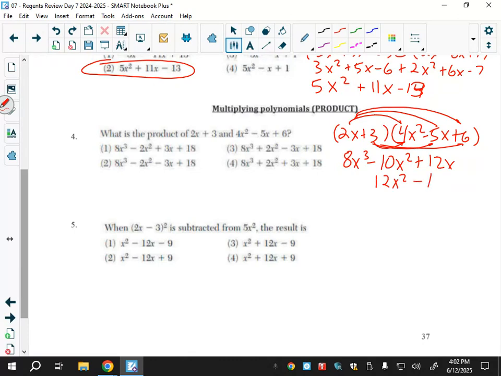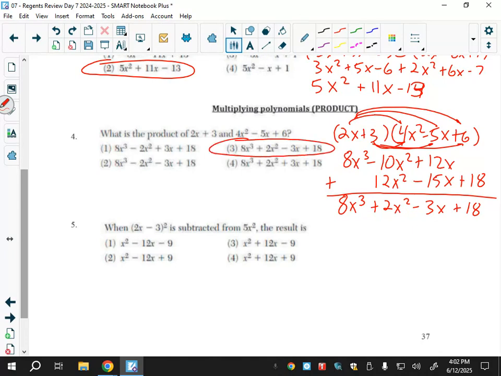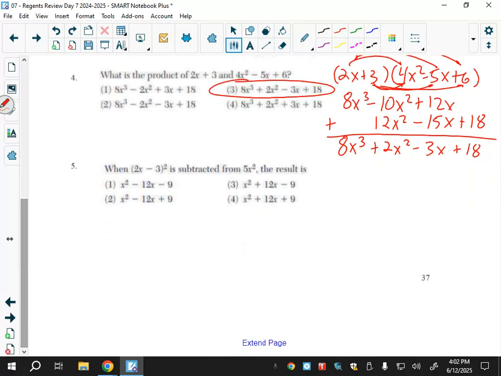minus 15x plus 18. And I just wrote that underneath the like terms. This way we can just go ahead and add. Everything's lined up for us. Okay, so that should give us 8x cubed plus 2x squared minus 3x plus 18. So answer choice 3.